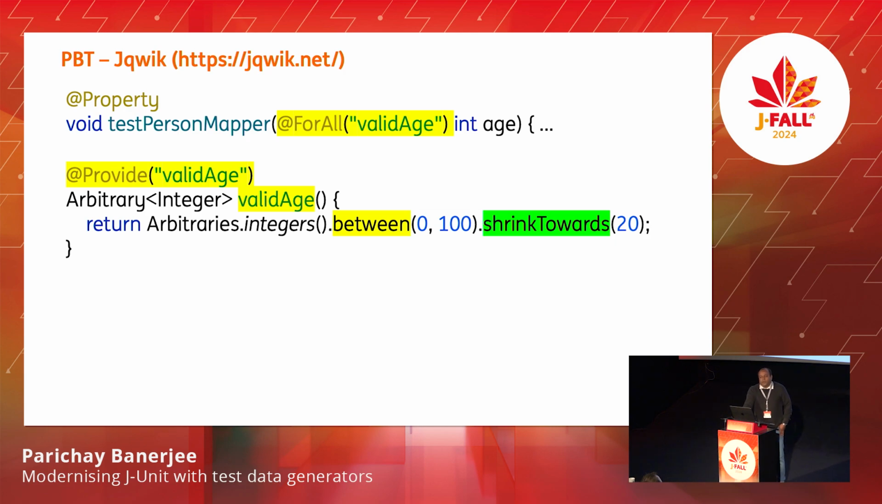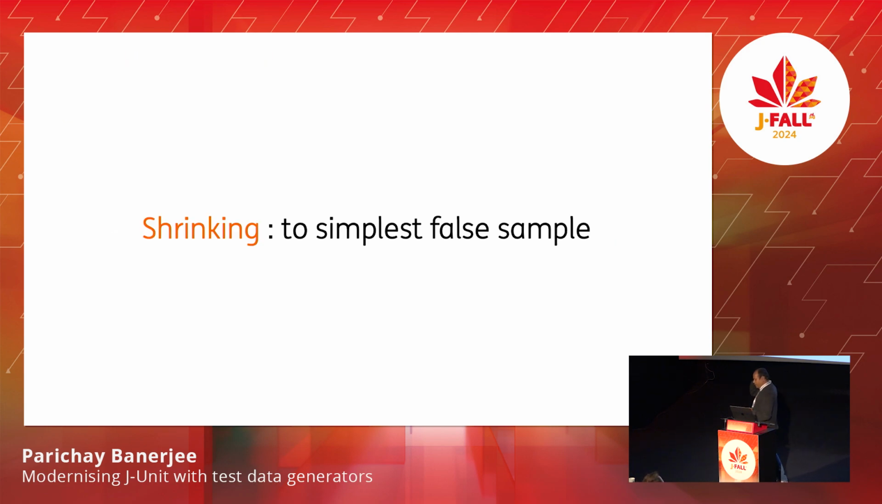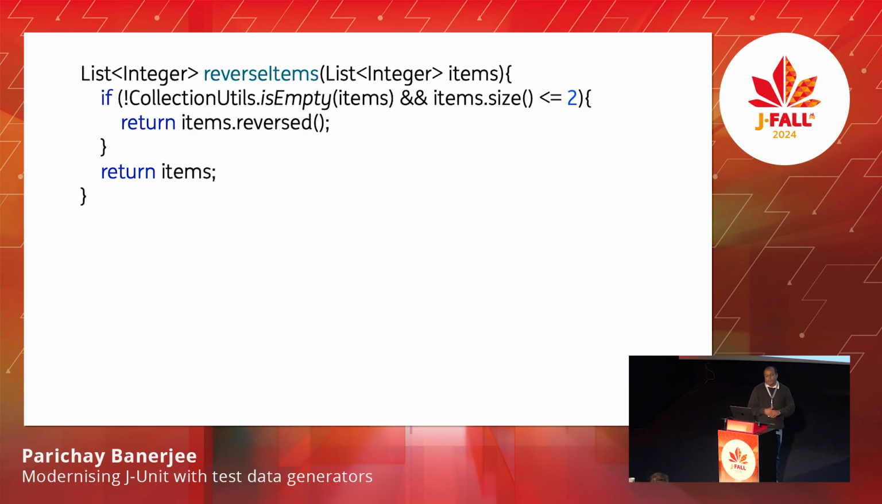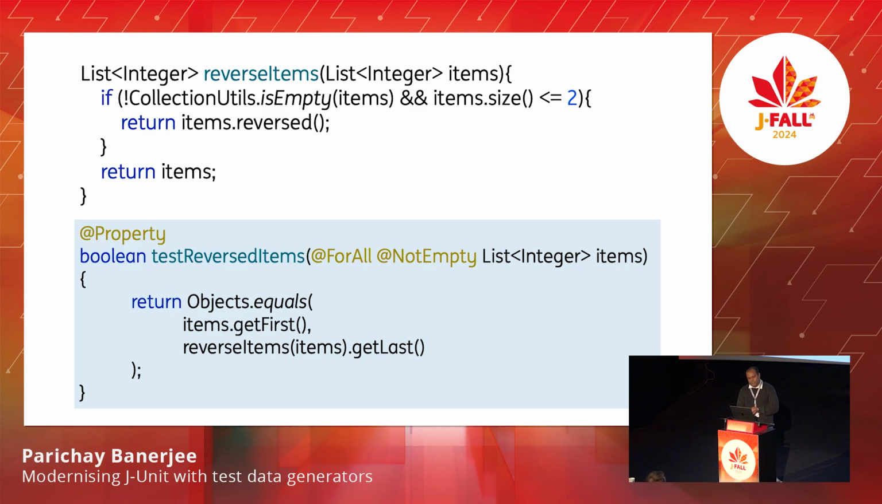If the integer age has to be based on my domain needs, I can do customization. I can say between 0 and 100, and then I say shrink towards. What is shrinking? Those of you who are familiar with property-based testing probably would know. For others, I'll tell you with a simple example. So I have a reverse item function method, which has a bug. I call it a lazy bug, but it's a trivial one. It reverses the item, and I write properties for that. I write a property that I check item get first is the same as item get last after reversal. And then I say for all non-empty integer lists.